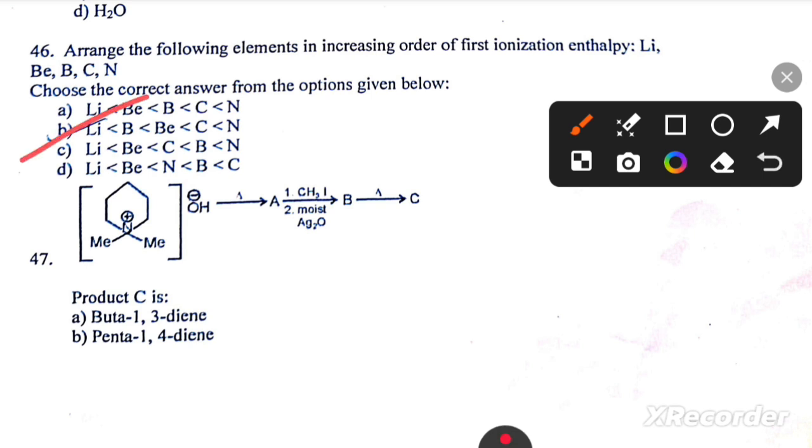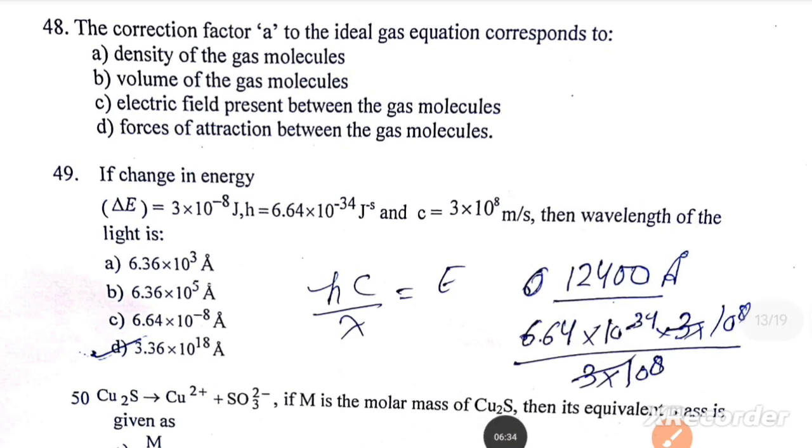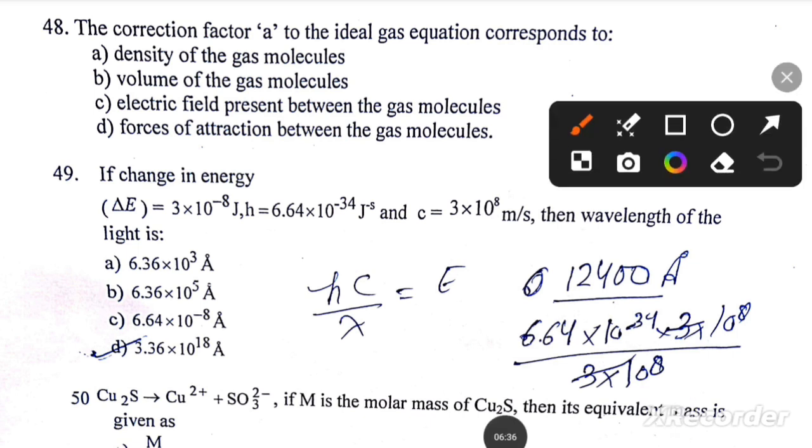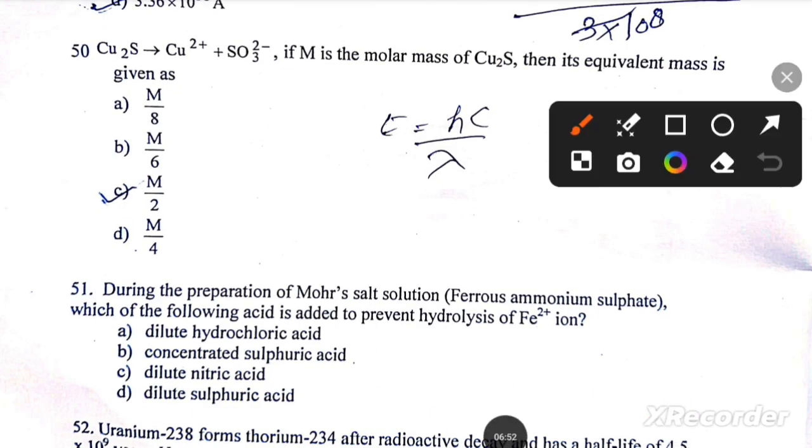Then question number 47, they have asked the product, which will be buta-1,3-diene. Question number 48, the correction factor a to the ideal gas equation corresponds to forces of attraction between the gas molecules. If the change in energy is this, then the wavelength of the light is 6.64 into 10 to the power minus 8 angstrom. Question number 50, if M is the molar mass of Cu2S, then its equivalent mass is given as M by 6.